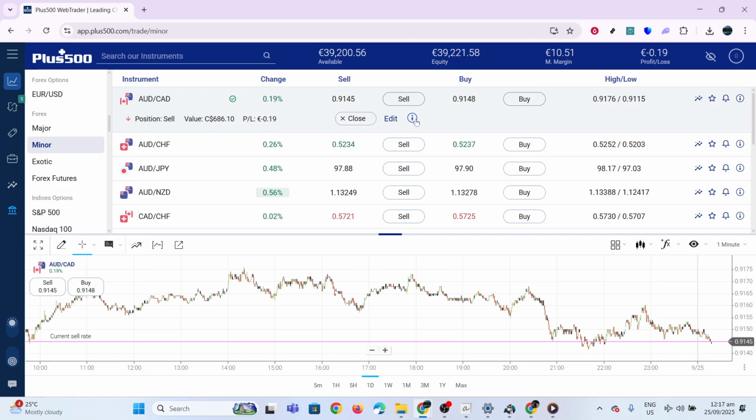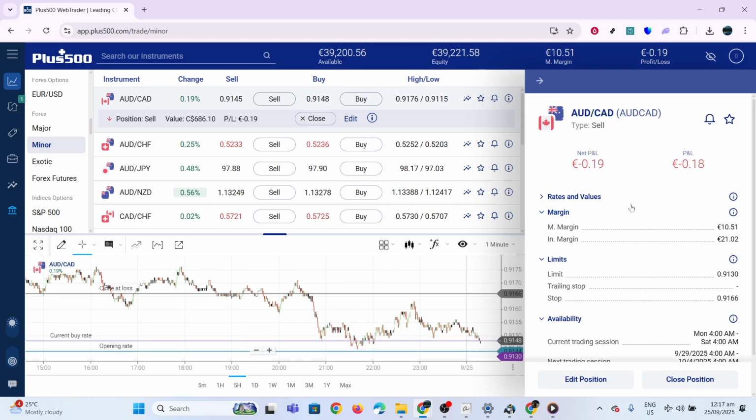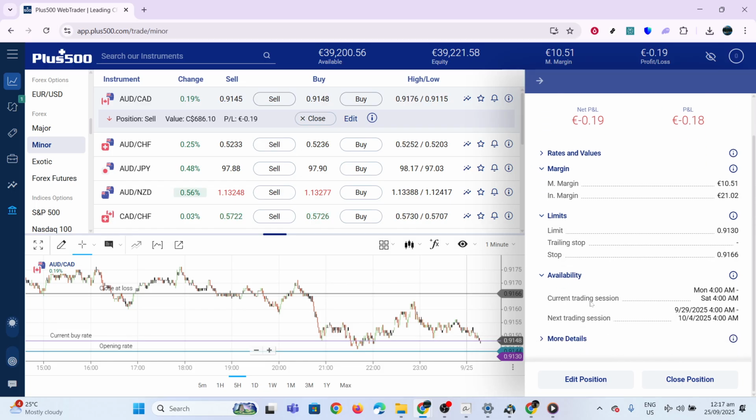With your position open, it's important to monitor its progress. Navigate to the Open Positions section of your dashboard, where you can view live updates of your profit or loss and make any necessary adjustments to your stop loss or take profit levels.